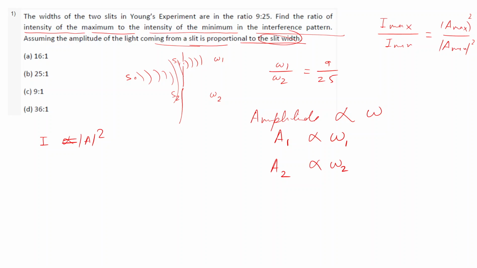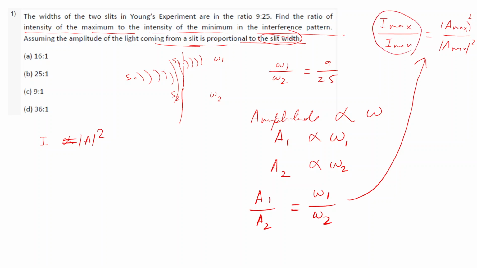That means the ratio A1 by A2 will be equal to W1 by W2, and since we know the relation between intensity and amplitude, we will be able to find this, which will be the ratio of I max to I minimum, so A maximum and A minimum.